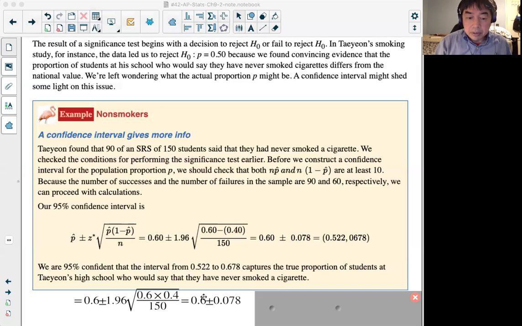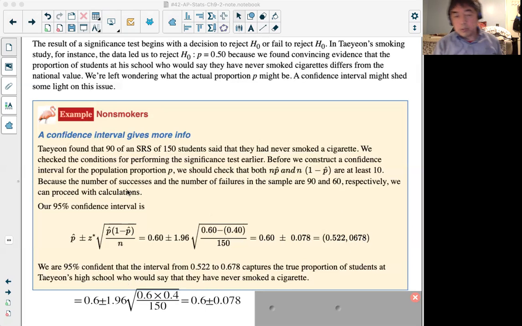So that's called the margin of error. 1.96 times this standard error is called the margin of error here. So 0.6 plus minus 0.078. You subtract first to get 0.522, and add to get 0.678.